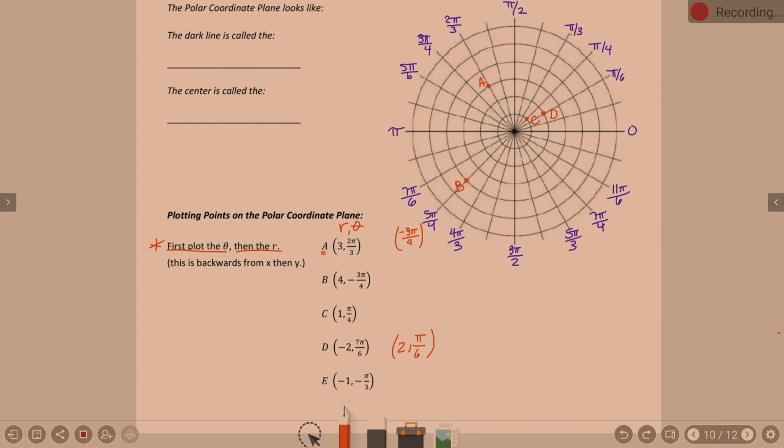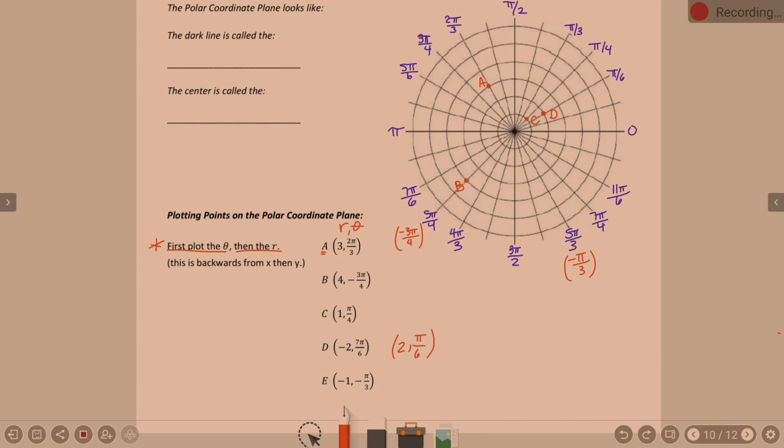Are you ready for E? Got negatives on both now: -1, negative pi over 3. Start with your angle. Where's negative pi over 3? Instead of going up pi over 3, I'm going down pi over 3, and so that puts me at 5 pi over 3, if you will.